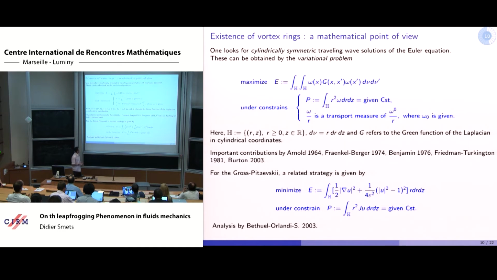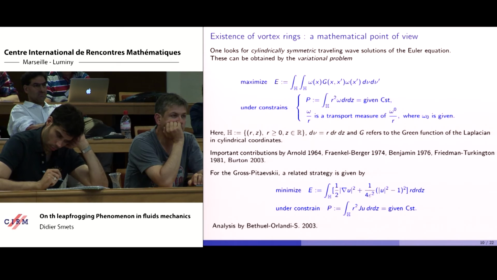Okay, so before trying to understand mathematically the interaction between vortex rings, one should first deal with their just existence. And in that case, it is relatively simple, yet it has taken some time for mathematicians to establish their existence on sound mathematical grounds. And there is also an interesting difference between the two.